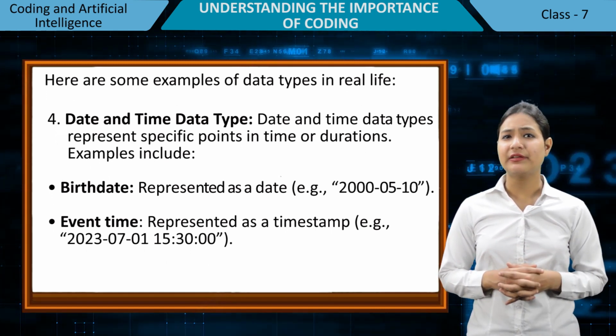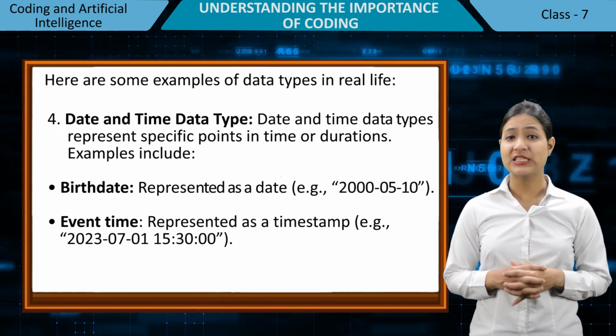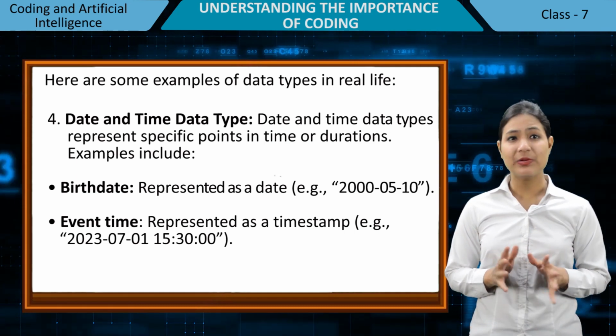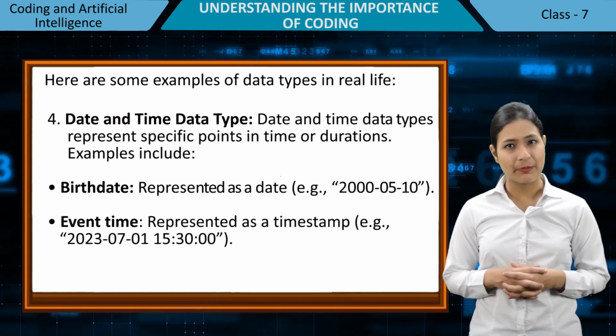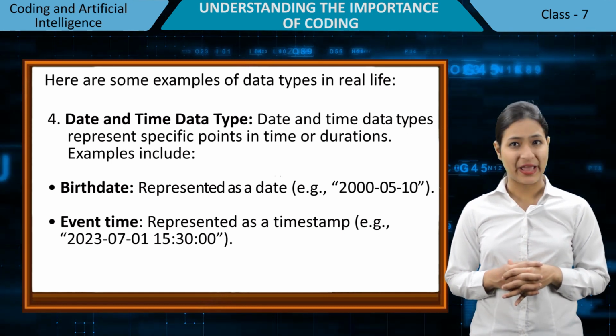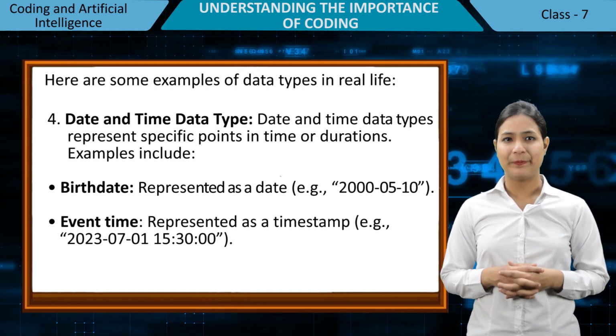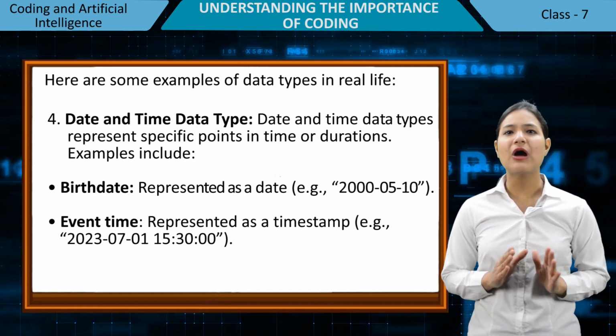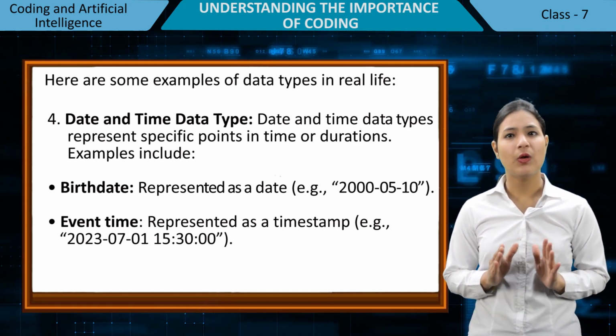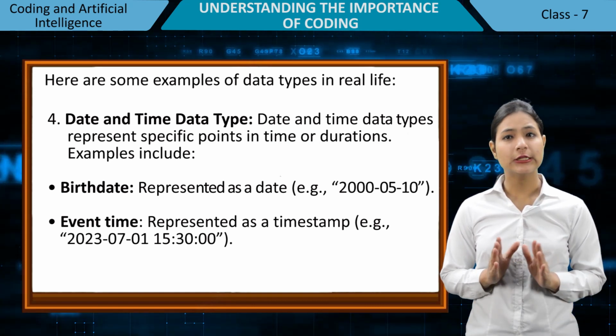Fourth, date and time data type. Date and time data types represent specific points in time or durations. Examples include birth date, represented as a date, example 2000-05-10. Event time, represented as a timestamp, example 2023-7-1 15:30.